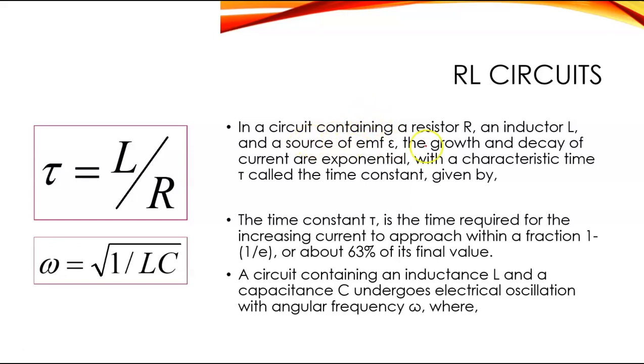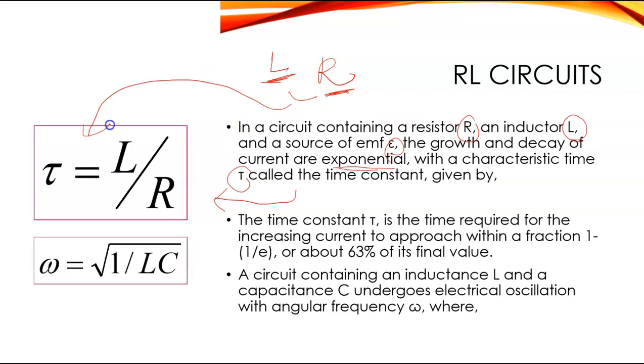Right, so in a circuit containing R and L and a source of EMF, the growth and decay of current are exponentials with the characteristic time τ called the time constant, which is given by this formula. So the relation of L and R, where L is the inductance and R is the resistance, is brought together by this formula. This τ over here is the time constant. So the time constant is equal to the inductance divided by the resistance. The time constant is the time required for the increasing current to approach within 1 over e, or about 63%, of its final value.